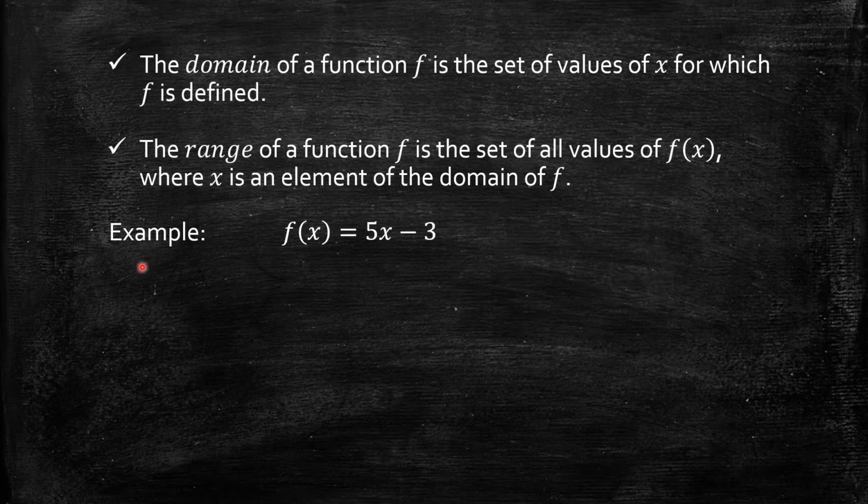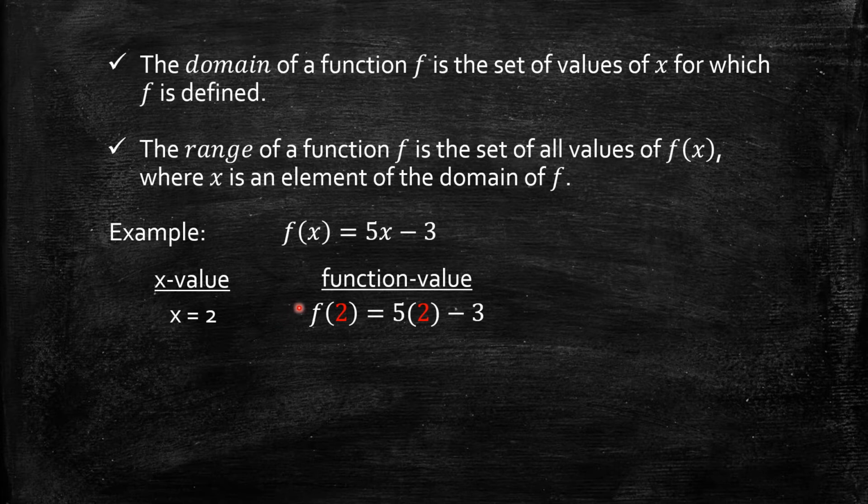Now let's take this example. f of x is equal to 5x minus 3. How are we going to evaluate this function? Now we will have an x value, and let's try 2. To get the function value, we will just replace x with the x value, which is 2. So we will have f of 2 equals 5 times 2 minus 3. And then we will solve.